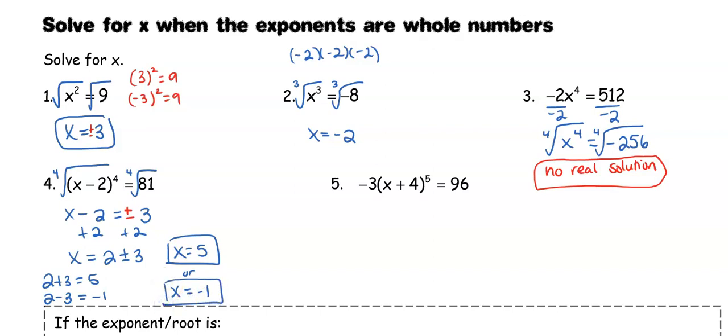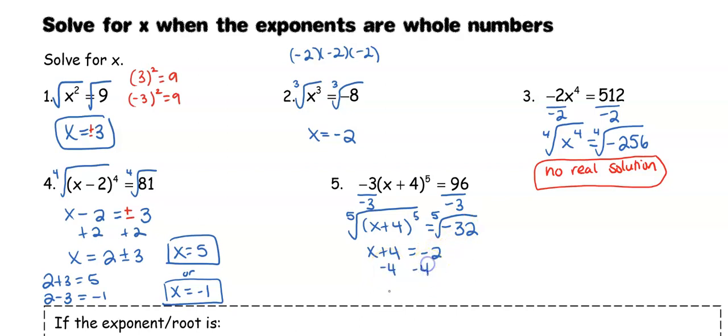All right, last one in this section. We are going to divide by negative 3 because I need to isolate the quantity to the 5th power. X plus 4 to the 5th. 96 divided by negative 3 is a negative 32. We take the 5th root to undo that. And we get x plus 4 is equal to a negative 2. We do not have a plus or minus because it's an odd root. I know my answer is a negative 2. We subtract 4, and we get x is equal to a negative 6.